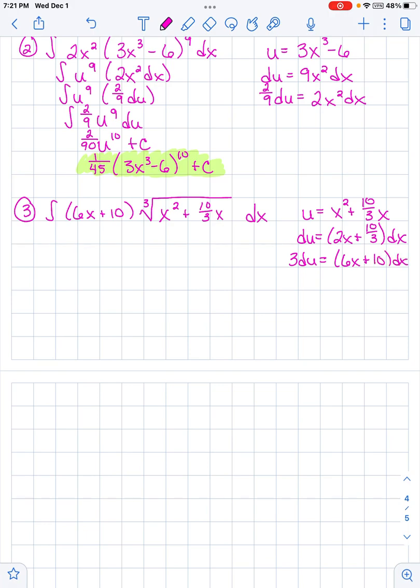Now I can make my direct substitution. This becomes u to the 1/3. And (6x plus 10) dx becomes 3 du. All right. So now we've got 3u to the 1/3 du. I'm going to work backward from the power rule. Add 1 to 1/3, that's 4/3. Dividing by 4/3 is the same thing as multiplying by 3/4. So this becomes 9/4 u to the 4/3 plus a constant. So my final answer then is this.